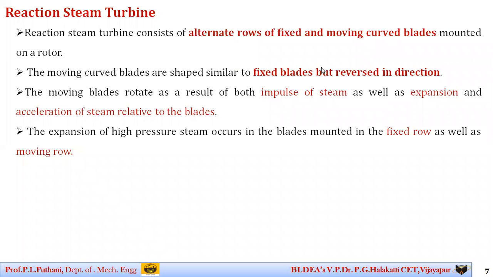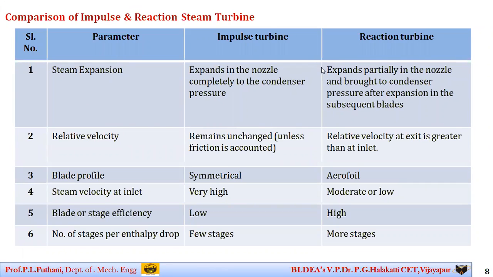Now, comparison. As I said, we are having some comparisons of impulse turbine and reaction turbine in terms of factors. The first factor is the steam expansion. For the impulse turbine, the expansion takes place only in the nozzle and that too towards the condenser pressure. Whereas in the reaction turbine, expansion happens partially in the nozzle, and then it expands even in the subsequent blades, that is both the fixed blades as well as the moving blades.